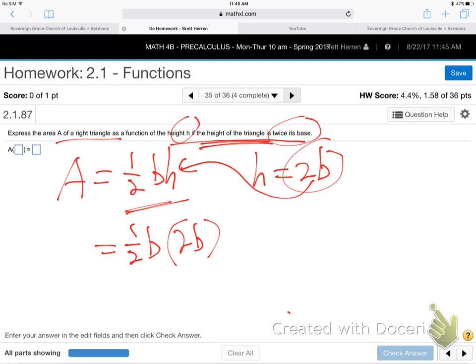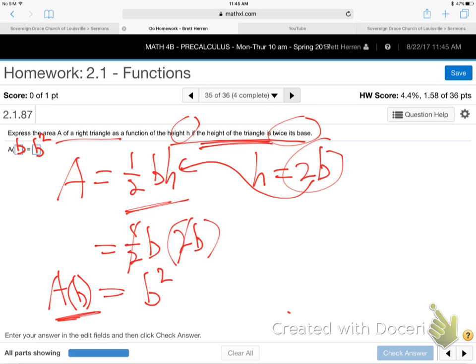Does that make sense? Okay. And then the 1/2 and the 2 just cancel, and we have b squared. They probably said it in a fancy way. Does that make sense? Yeah, that's all they want. Oh, and they want you to say A of b. They want you to put a b here and a b squared there.